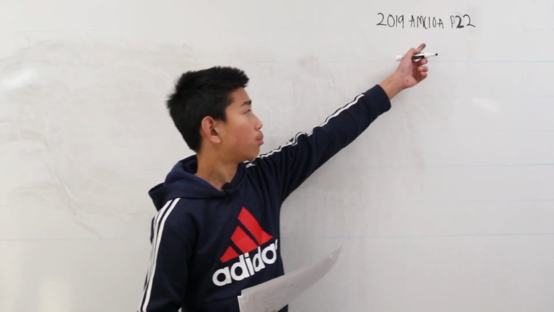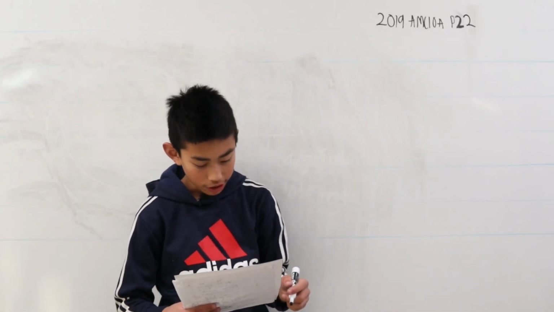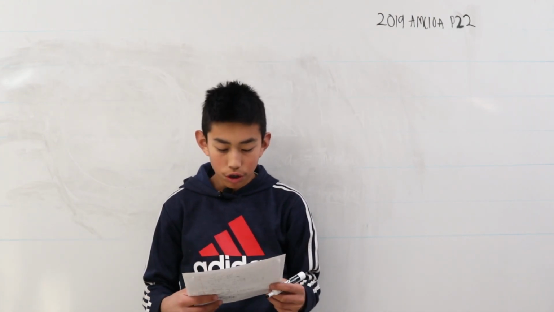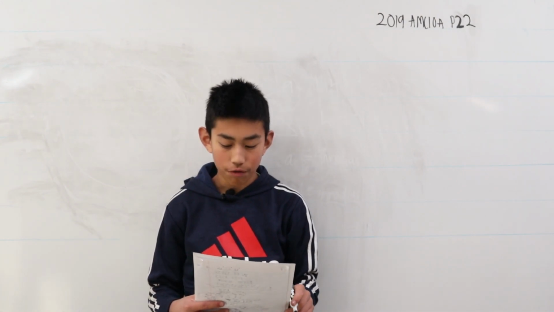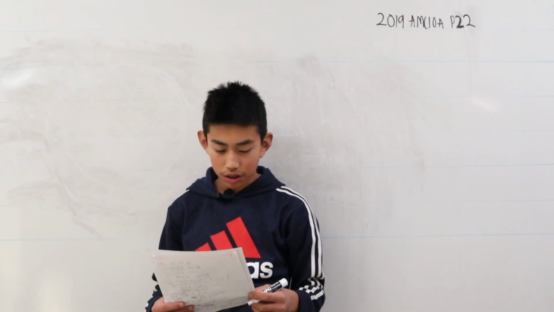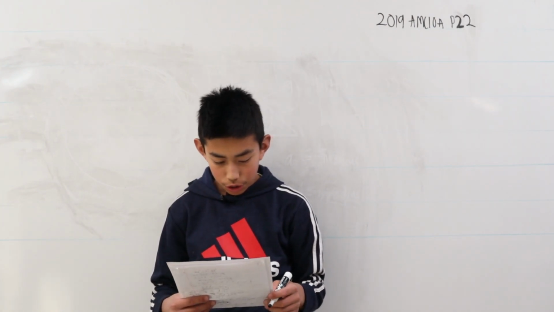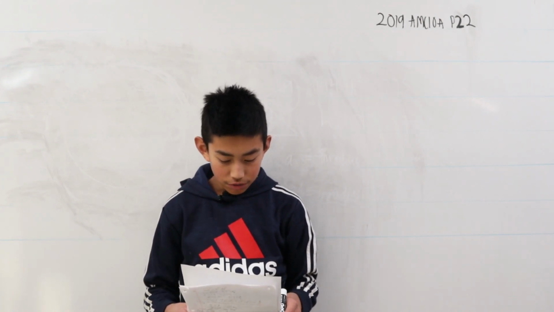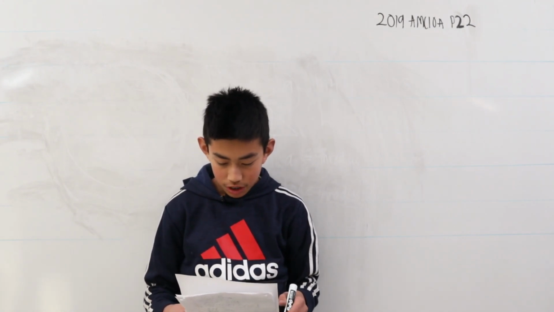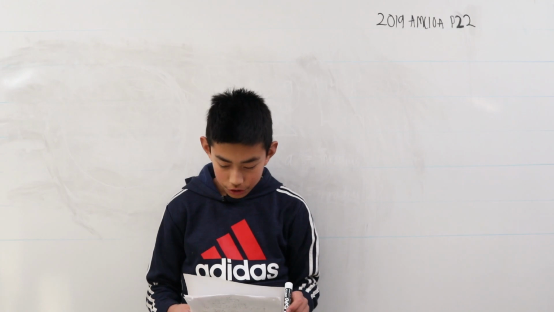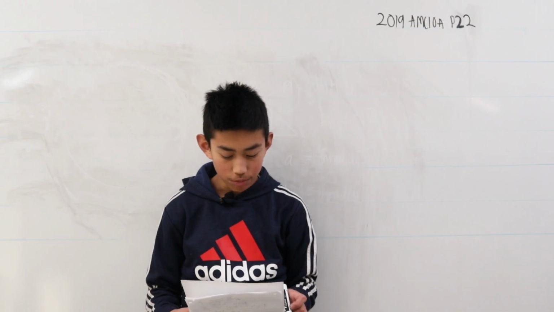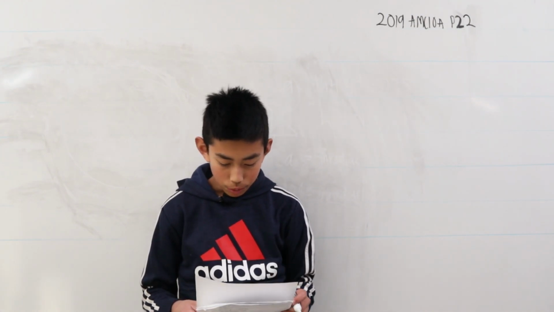We're solving problem 22 from the AMC 10A from 2019. Real numbers between 0 and 1 inclusive are chosen in the following manner. A fair coin is flipped. If it lands heads, then it is flipped again and the chosen number is 0 if the second flip is heads and 1 if the second flip is tails. On the other hand, if the first coin flip is tails, then the number is chosen uniformly at random from the closed interval 0, 1.